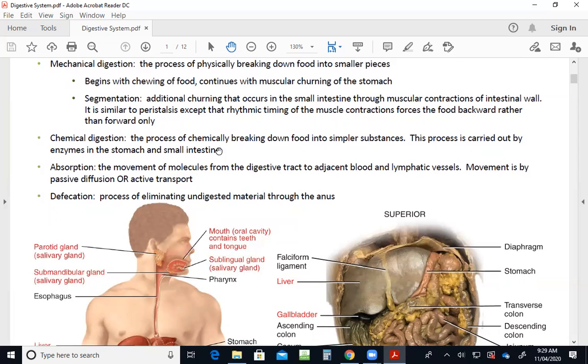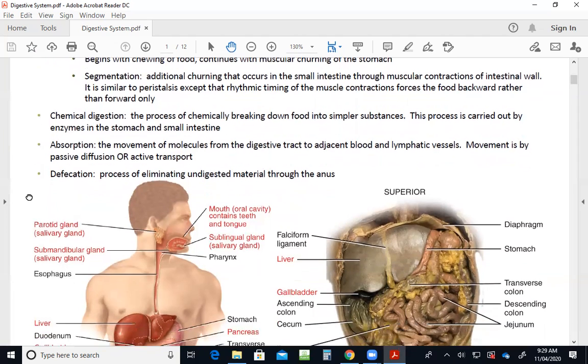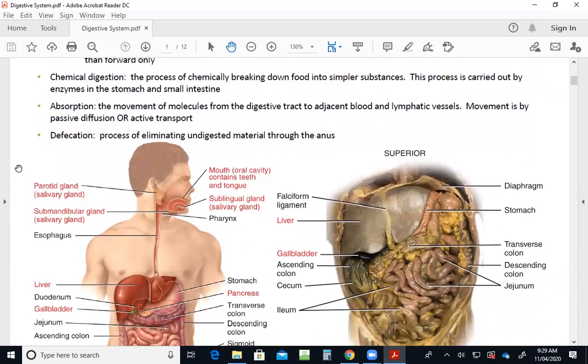Chemical digestion is a chemical breakdown. So we're talking about breaking chemical bonds, performing a type of chemical reaction called a hydrolysis reaction. Stuff I don't really get into in this class. But that's how we take things down to the very smallest level, performed by enzymes in our stomach and small intestine. Why we do that is so that we can absorb, which is the movement of molecules from the tract to our adjacent blood and lymphatic vessels, which is the whole reason why we ingest food.